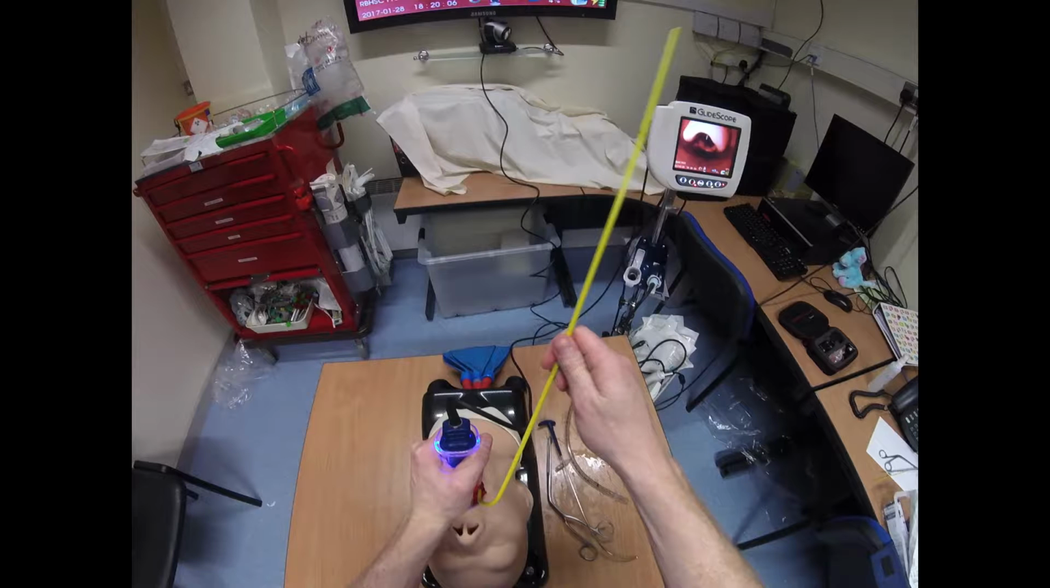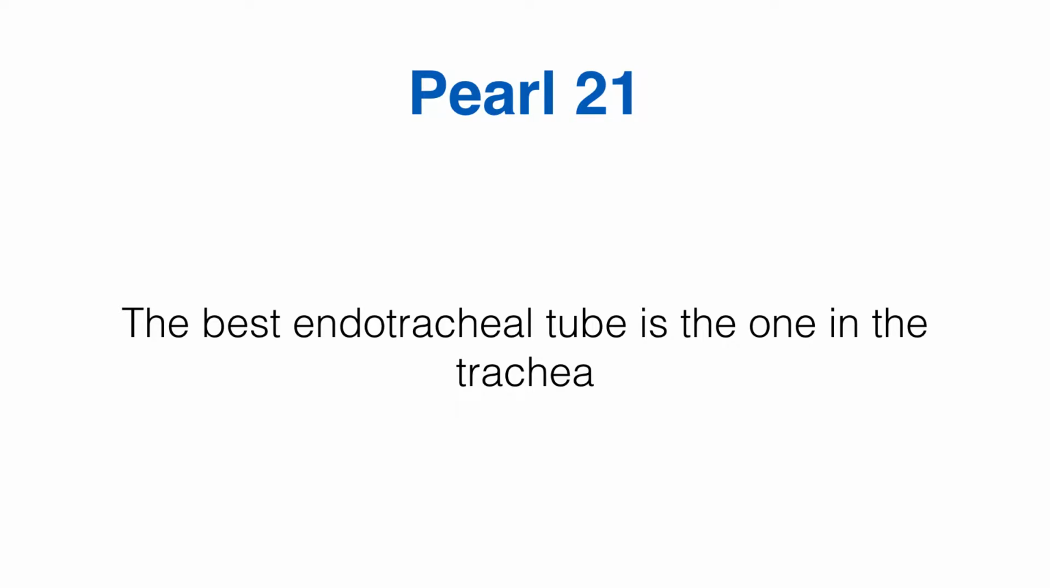Right, we'll get on with the paediatric critical care perils. So starting with peril number 21. And peril number 21 is the best endotracheal tube is the one that's in the trachea.